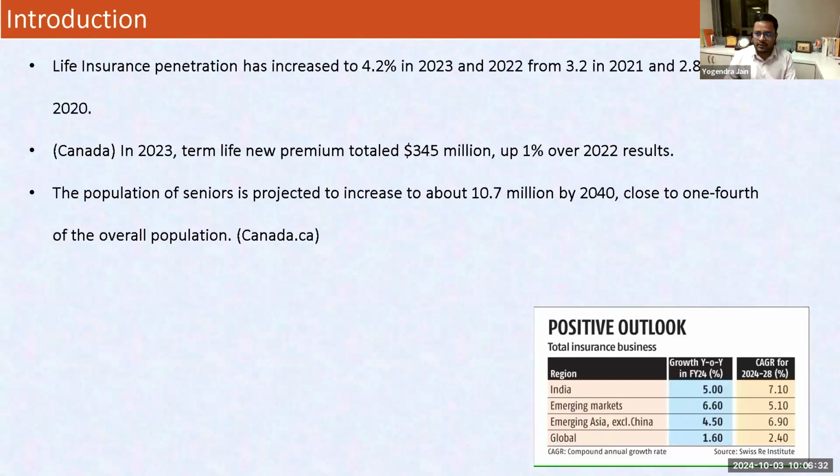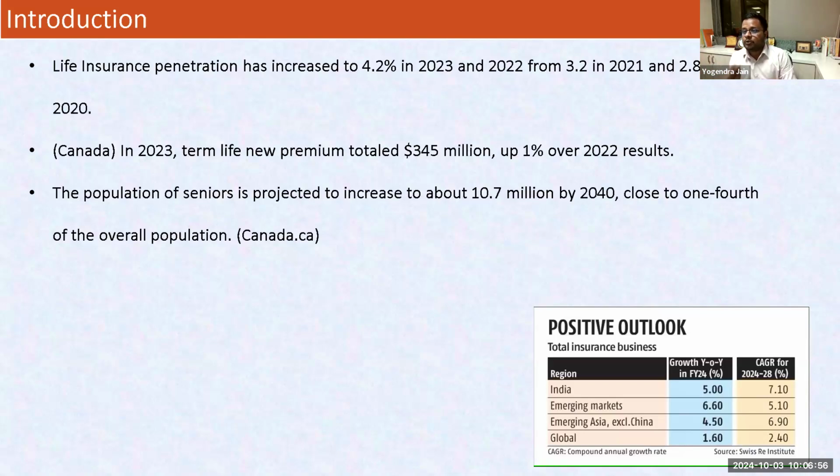Just because this talk is in Canada, a lot of people, I presume, must be in Canada. So I also took a stat from Canada. In Canada also, the premium collected per year is increasing, and it increased by 1% last year. And also by 2040, one-fourth of the population in Canada would be old age people, the senior citizens.